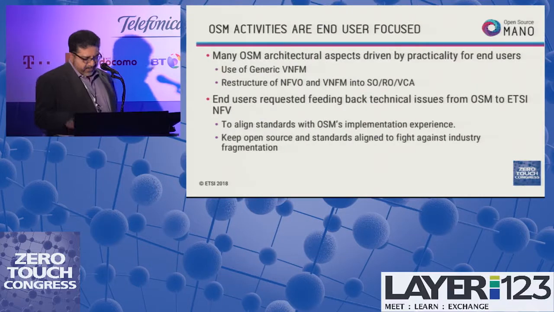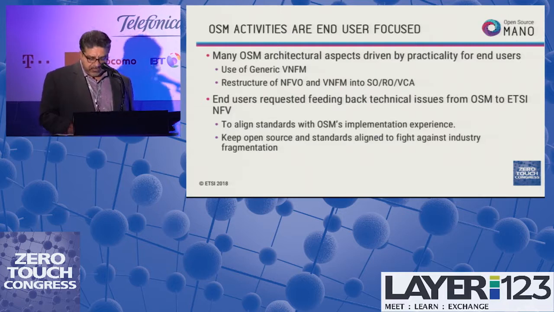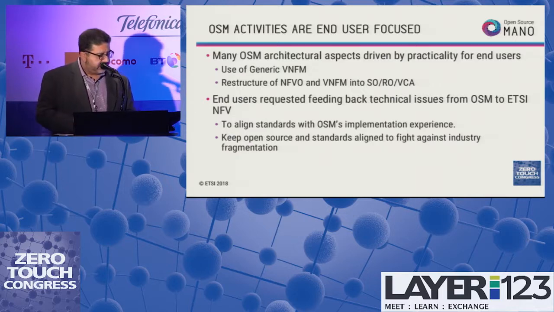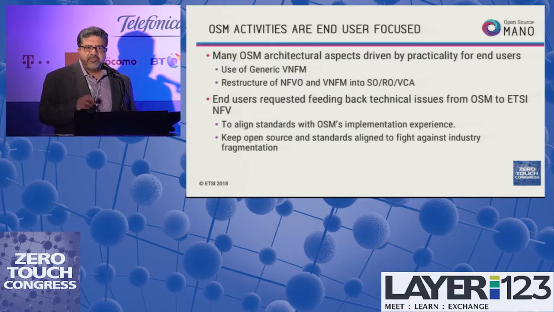So I'll just kind of close out here by saying that a lot of the OSM activities are very end-user focused. So, for example, and maybe this will be talked about later, there's been some architectural changes that we took from ETSI NFV. So in terms of, we're going to use a generic VNFM because that's what most end users want, and that makes, I think, the best overall solution. And we restructured some of the architectural components. I won't go into the details, but basically the orchestrator and the VNF manager was kind of shuffled around into these three categories where service orchestration and resource orchestration is actually separate because we felt that makes the most sense technically, right? And so we weren't afraid to do these improvements.